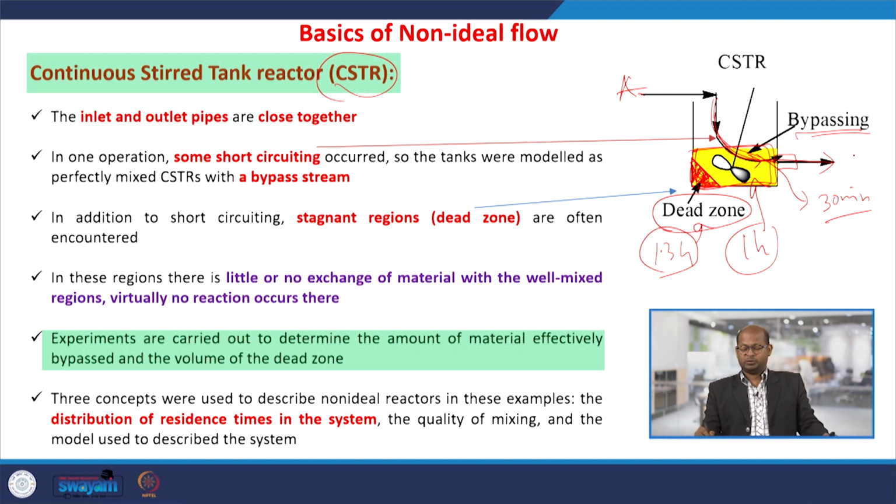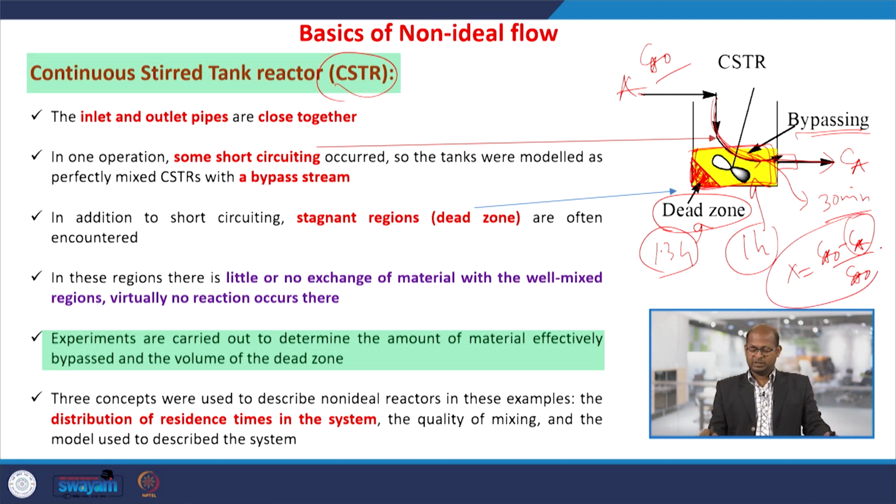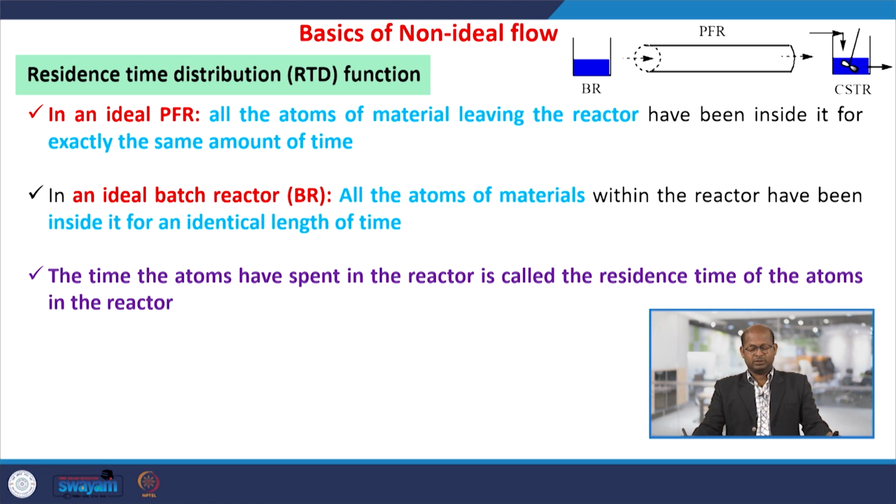Instead of 1 hour, they remain inside the reactor 1.3 hours. So the overall performance, based on Ca and Ca0, gives conversion as (Ca0 minus Ca) by Ca0. Here Ca is different, the concentration would be different due to this, so the conversion of the reactor would be different. If we want to design the reactor perfectly but it is not possible, this type of problem may appear and we have to address it. So then we have residence time distribution functions, that is RTD.